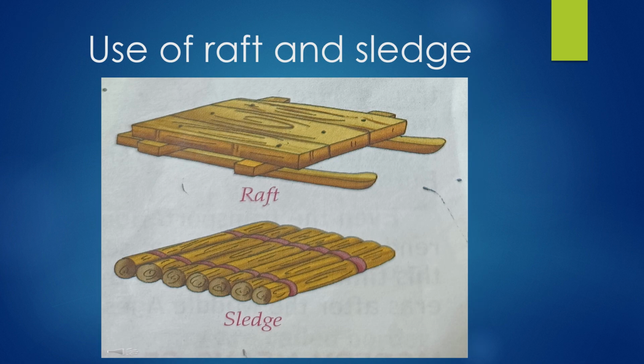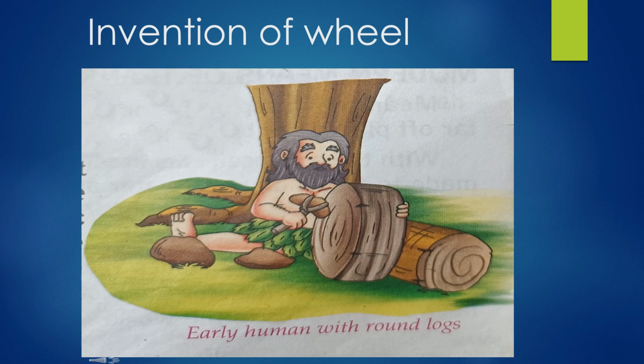Yes students, as you can see in this picture, this is the picture of raft and the sledge. The raft was a platform of straight logs that could float on the water. So that means the raft is used to float on the water, and sledges were the carts made up of logs. They could move on smooth ground only. So these rafts and sledges are used to carry heavy things.